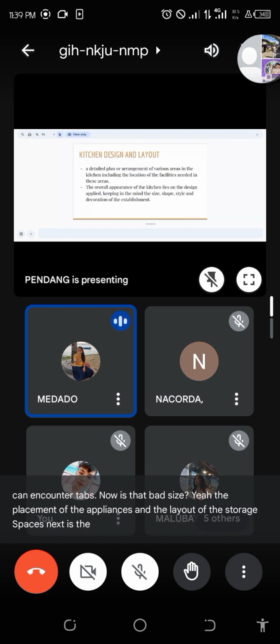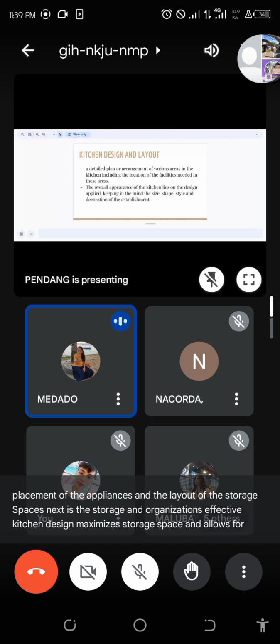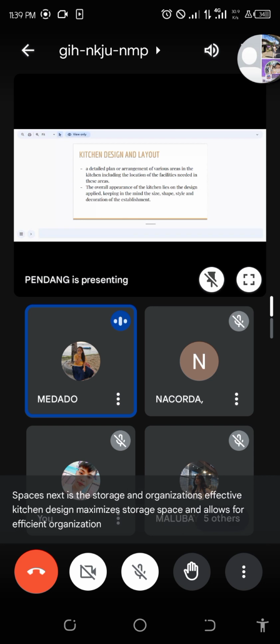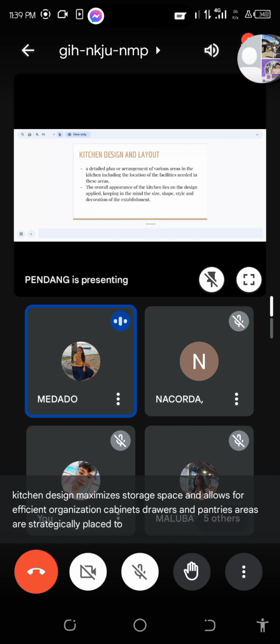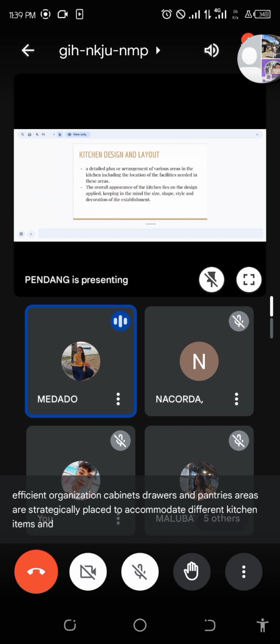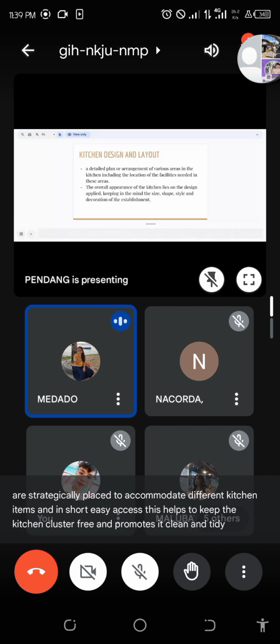Next is the storage and organizations. Effective kitchen design maximizes storage space and allows for efficient organization. Cabinets, drawers, and pantries areas are strategically placed to accommodate different kitchen items and ensure easy access. This helps to keep the kitchen clutter free and promotes a clean and tidy environment.